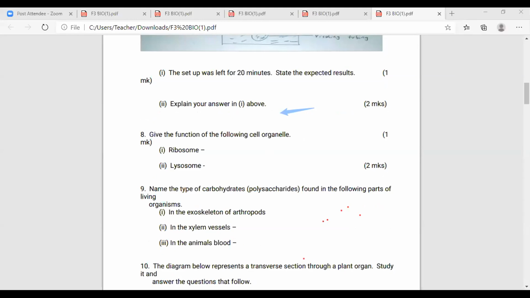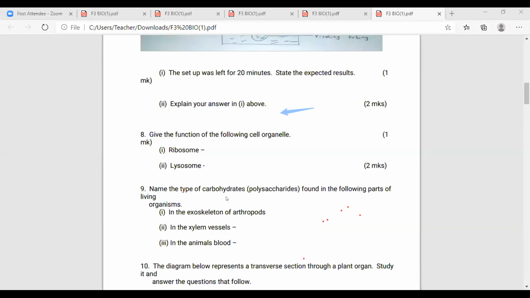Give the function of the following: protein synthesis. Then lysosome, it secretes lytic enzymes, which... Right? Ribosomes, we talk about site. Similar to protein synthesis, the place, the site for protein synthesis. Lysosomes, they produce lytic enzymes that, like you are saying, destroy worn out cell organelles. And then number 9.